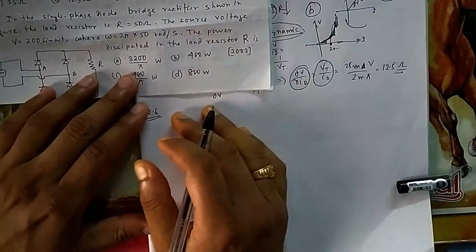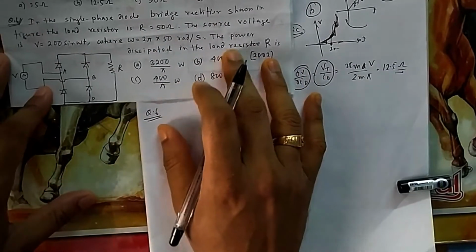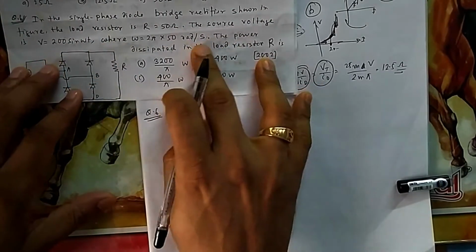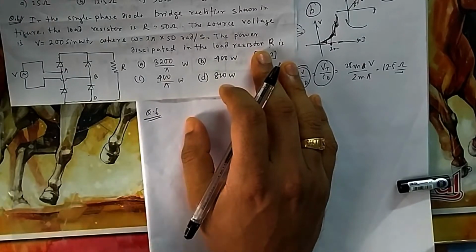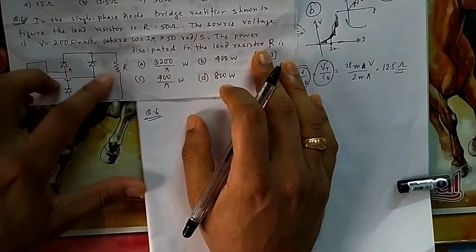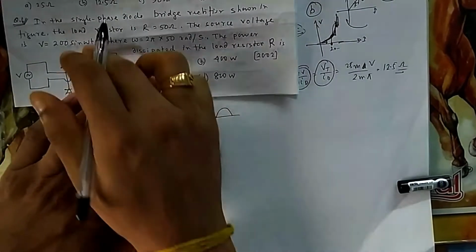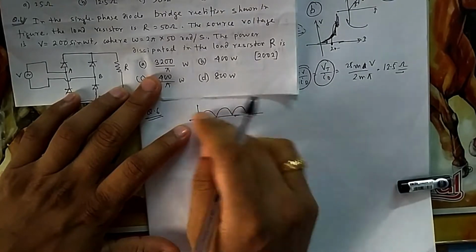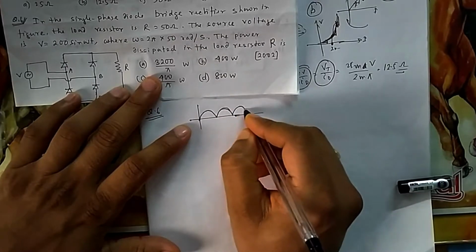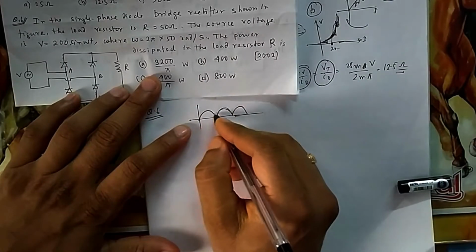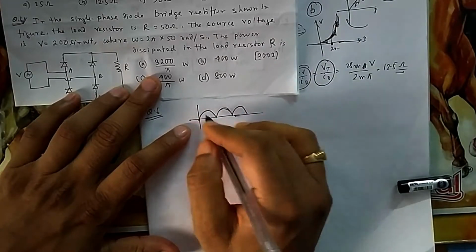In question number 6, what they are asking: in a single phase diode bridge rectifier shown in the figure, the load resistor R is equal to 50, the source voltage is this much where omega is given, and we need the power dissipated in the load resistor. For power dissipation, because it is a full bridge rectifier, your output will look like this, because no filter is used. It is not proper DC, because it is not flat, it is still changing, still alternating, but with no negative portion, always positive.